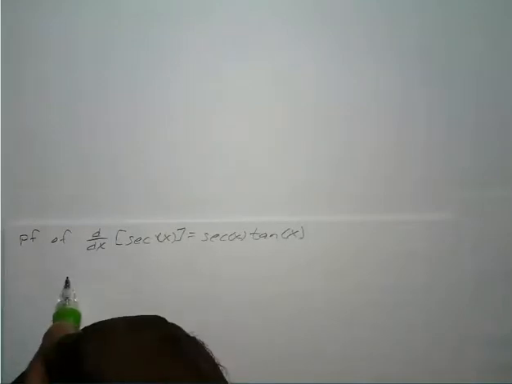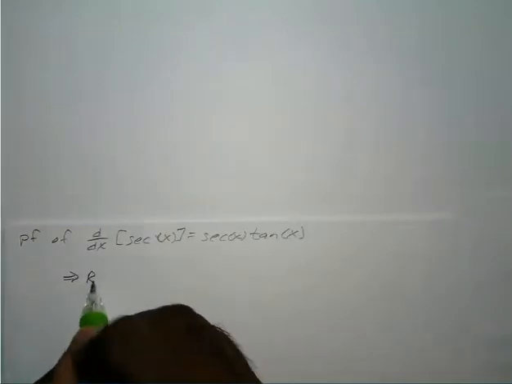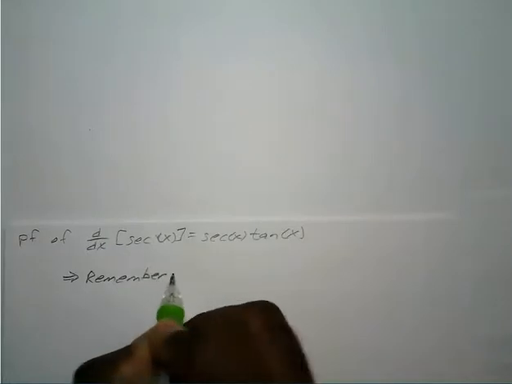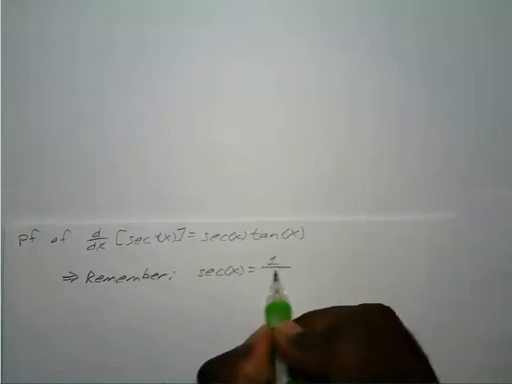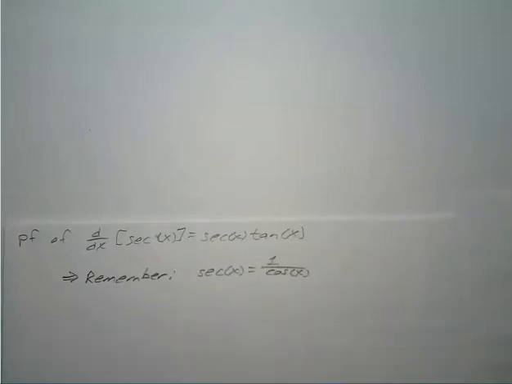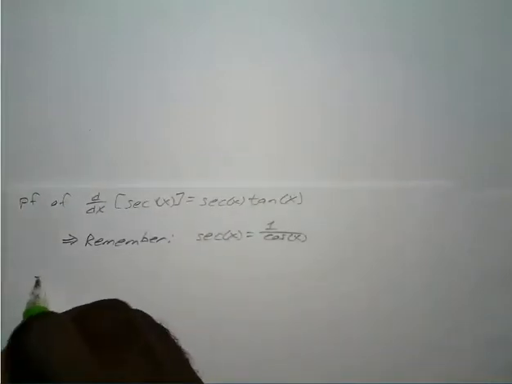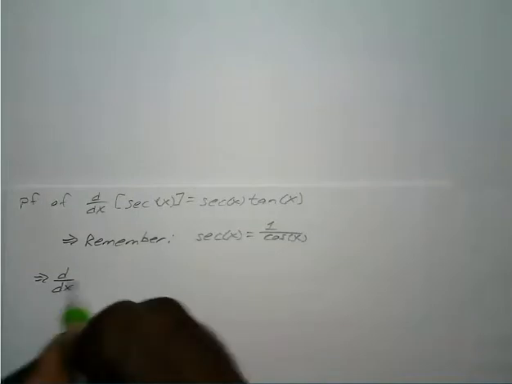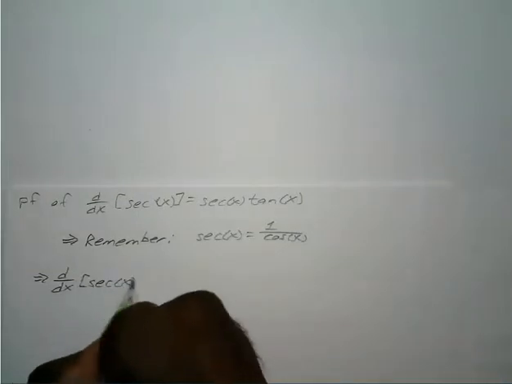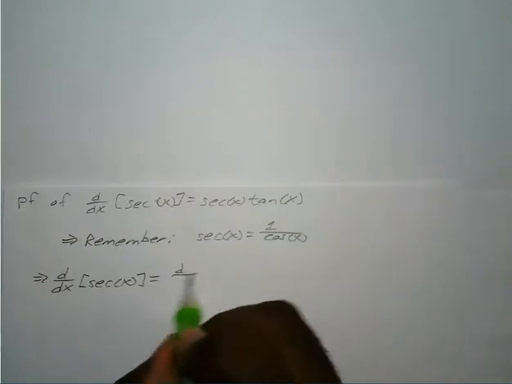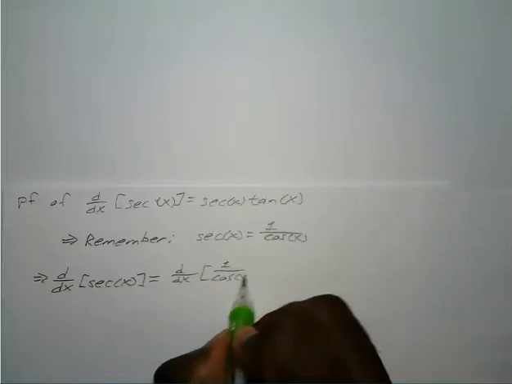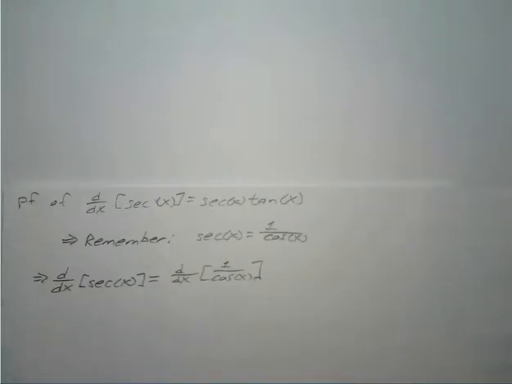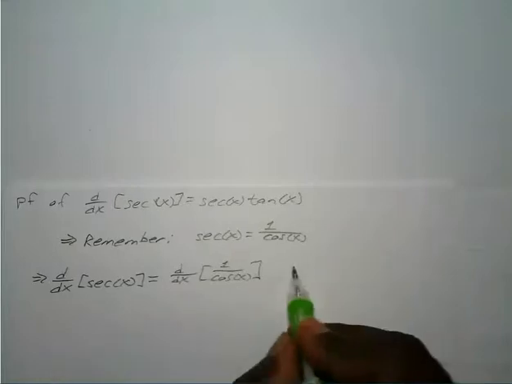Okay, now once again, you want to remember that secant is equal to 1 over cosine. Alright, so just like with the tangent, the derivative of secant is equal to the derivative of 1 over cosine. Okay, just like with tangent, you're going to use the quotient rule.